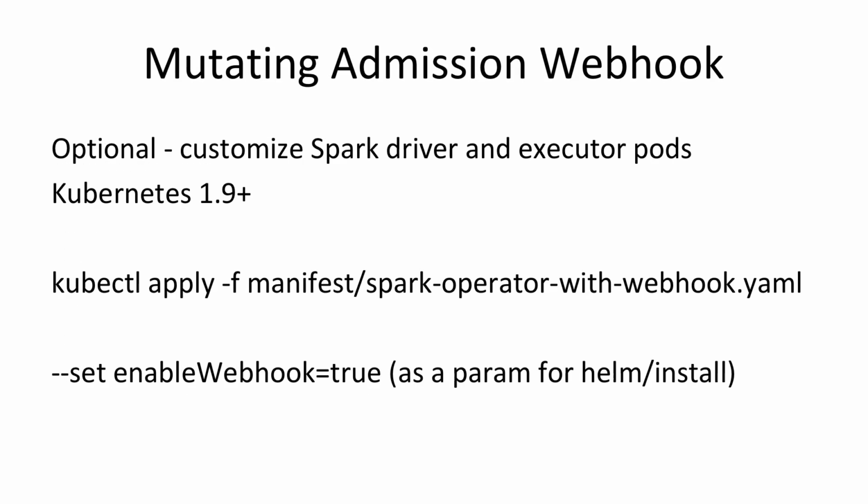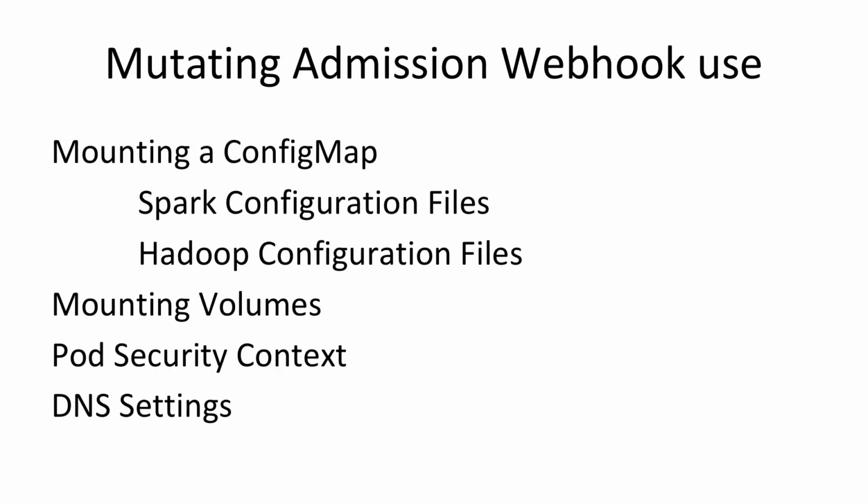Mutating admission webhook is optional, and it allows you to customize the Spark driver and executor pods, Kubernetes 1.9. If you already have a Spark operator running, you would use kubectl with a YAML file that enables the webhook on the Spark operator. If you're installing with Helm, you use a parameter, set enableWebhook=true, to add this optional feature. With it, you can mount a config map, such as the Spark env files or your Hadoop configuration files. You can mount volumes for writing to, and you can set up pod security context and things like communicating with a DNS server.